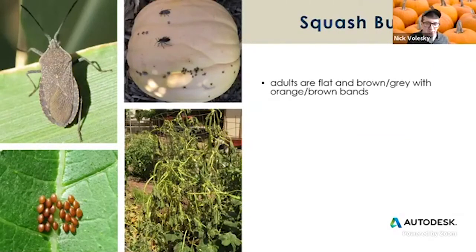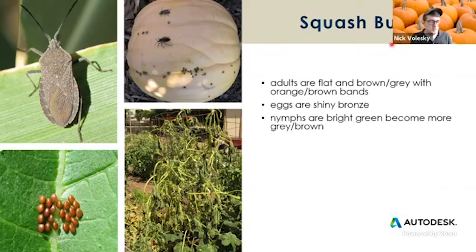So you're all familiar with them. They're true bugs. They're in the Hemiptera family. The adults are flat brown gray. They have these little orange brown bands on the side. You don't want to confuse them with elm seed bugs, stink bugs, or cone nose bugs. They're all in the same family, but they're not squash bugs. The ones we're talking about look like this.